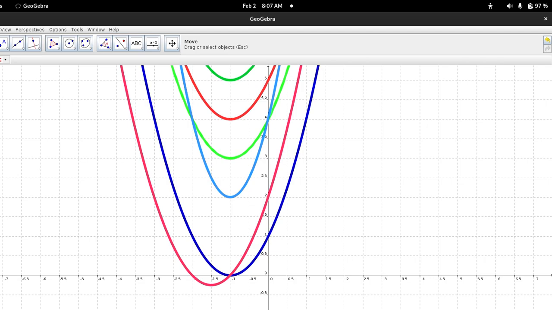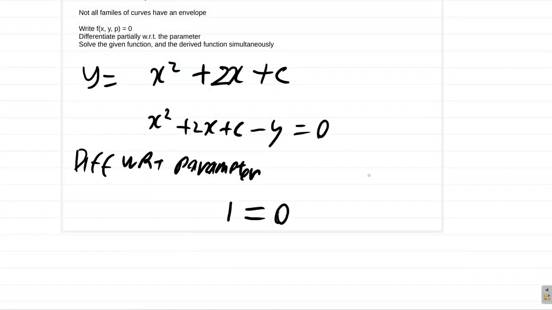Alright, anyway, as I said before, you probably wouldn't get these type of curves in an exam. It's going to be another type, which we'll look at in our next video. So I'll see you then.